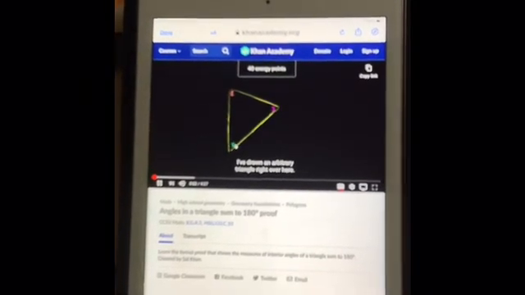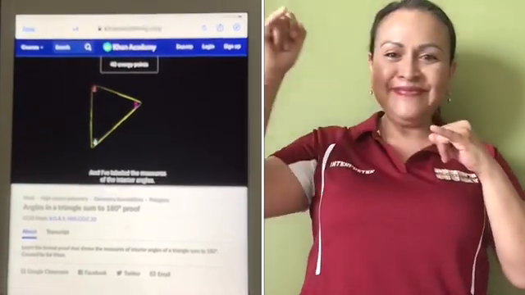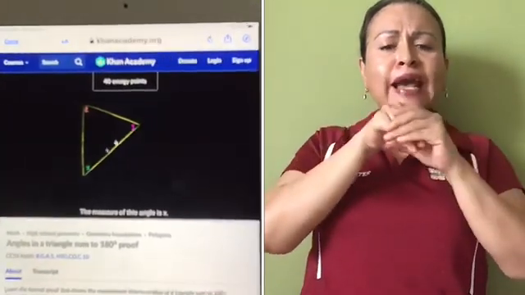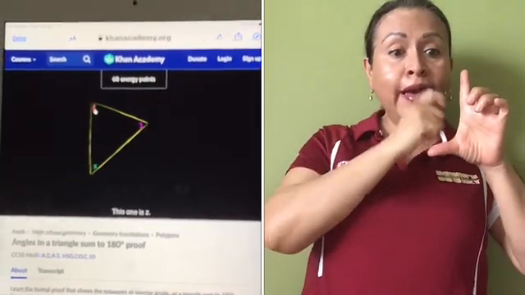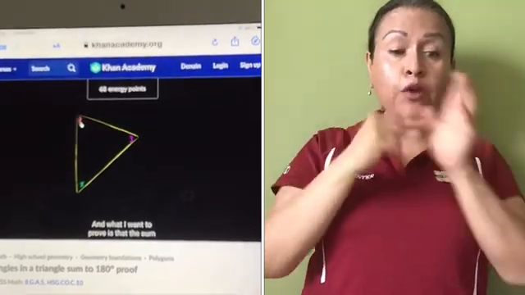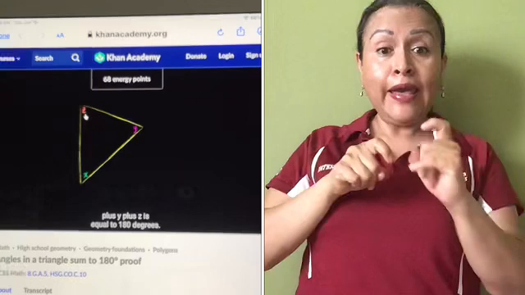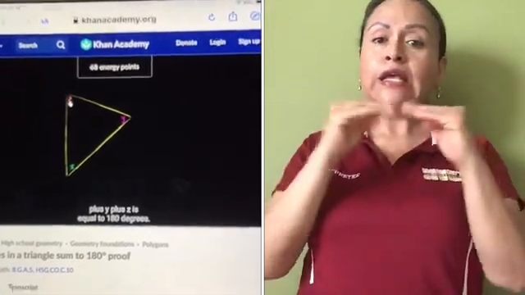I've drawn an arbitrary triangle right over here, and I've labeled the measures of the interior angles. The measure of this angle is x, this one's y, this one is z, and what I want to prove is that the sum of the measures of the interior angles of a triangle, that x plus y plus z, is equal to 180 degrees.